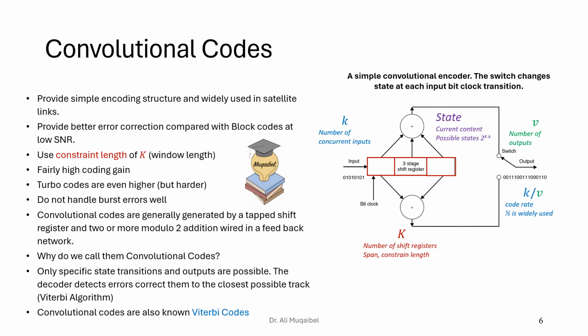Now let's move to convolutional codes. Convolutional codes provide simple encoding structure and are widely used in satellite links. So convolutional codes are not block codes in general. They don't take blocks and then encode them.